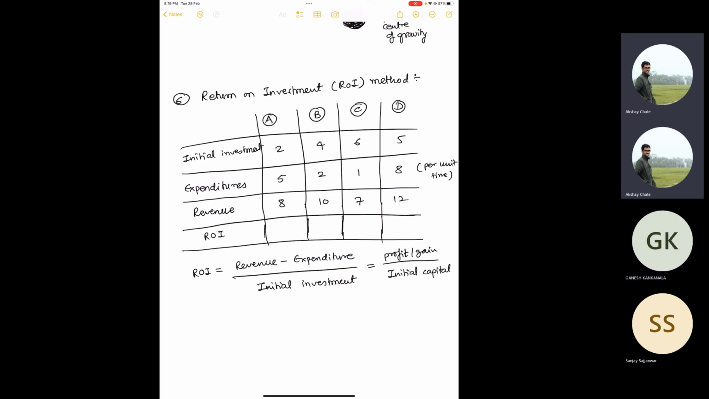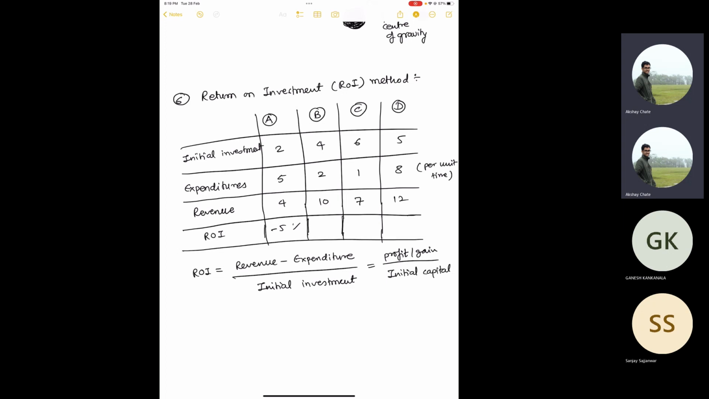So now you do this calculation. Can you help me out here? Because otherwise it will take a lot of time. Just give me 1 second. I'll change these numbers. One important thing that I need to show. So now the ROI for A will be 4 minus 5 divided by 2, which will be minus 1 by 2. So minus 50%.